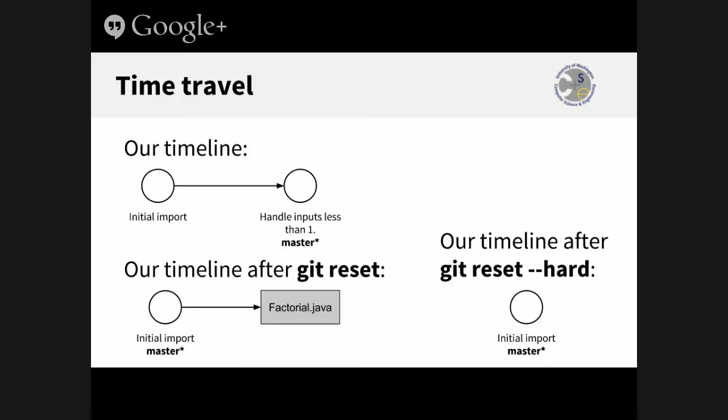Now, if you just want to completely give up and abandon your changes on the file system, then you can say git reset --hard, which will take you back and eliminate all changes that you made afterwards.